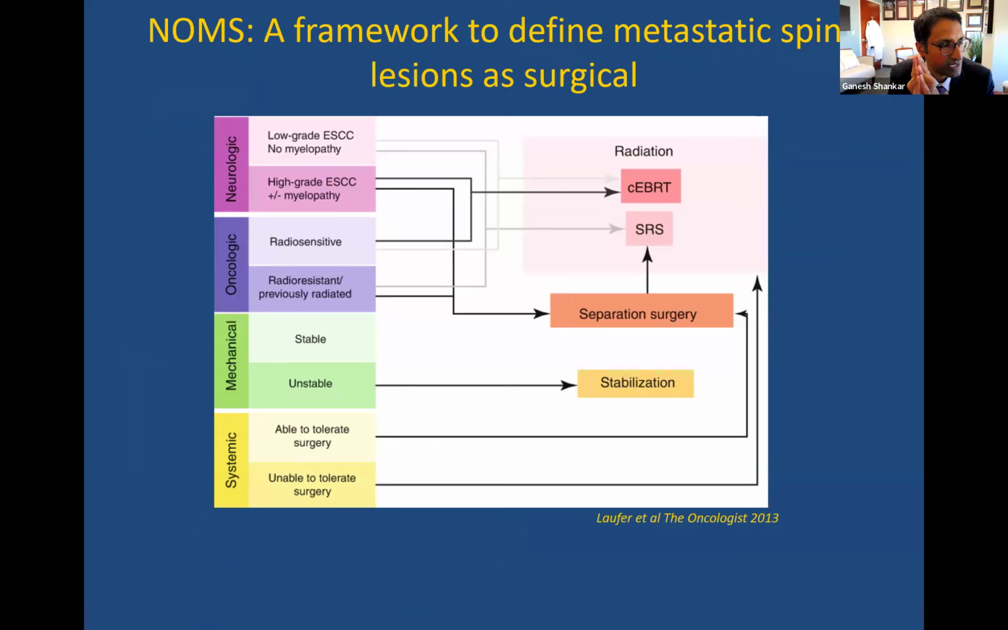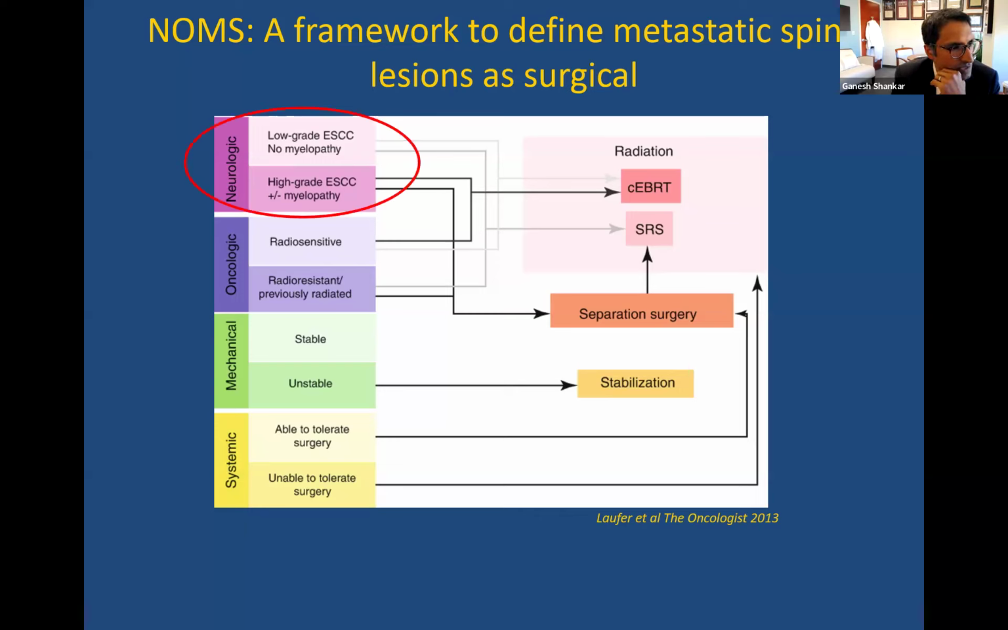This is the NOMS framework that I'm sure this group has heard about before, really popularized by the group at MSKCC with Dr. Bilski. It breaks it out into 4 categories that we think through: the neurologic status of the patient, the oncologic status, the mechanical considerations when it comes to spinal stability, and then the systemic status of the disease as well.